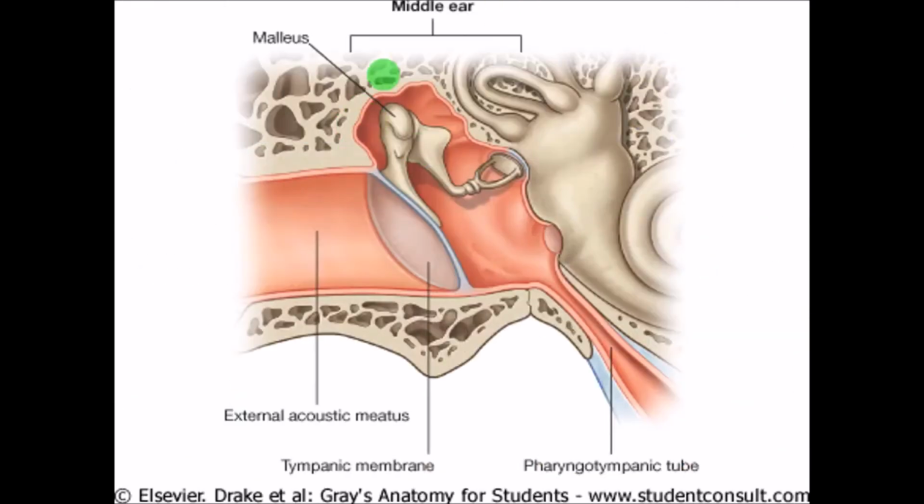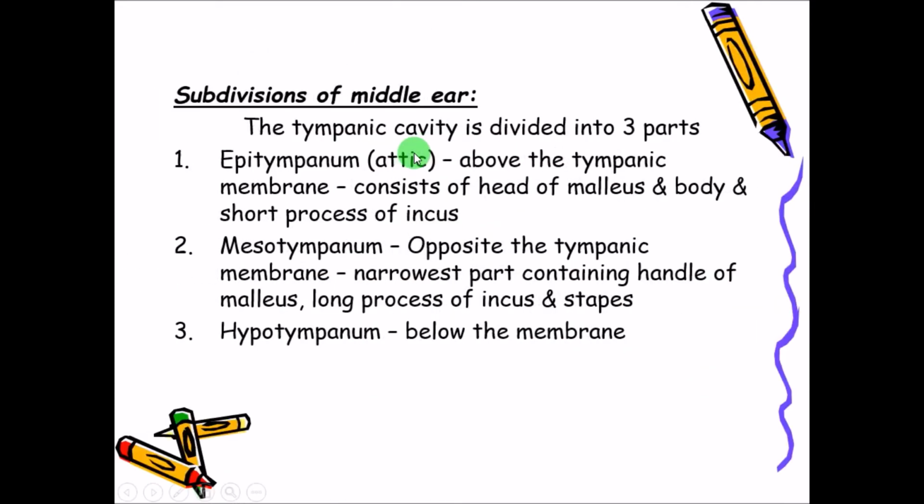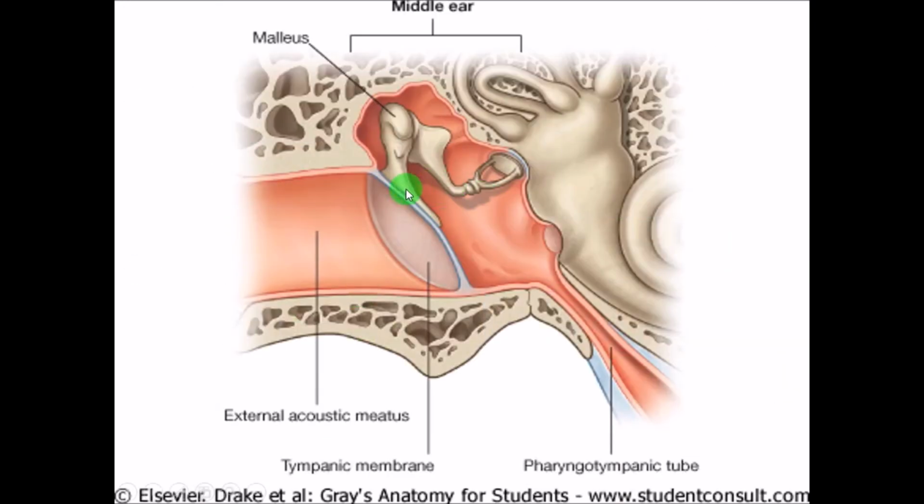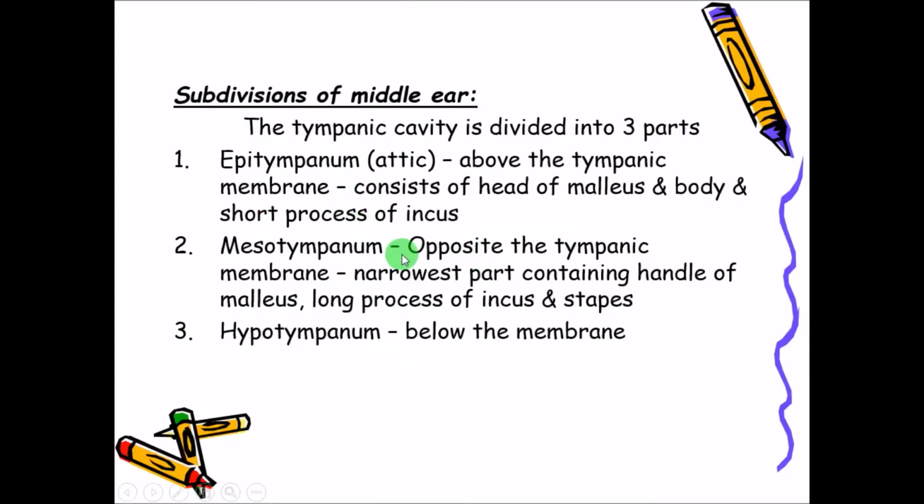The body of the incus as well as the short process. Then the mesotympanum, which is just opposite to the tympanic membrane, that is this part. This is called the mesotympanum, and this is the narrowest part. As I said, at the middle part it will be very narrow, and it contains the handle of the malleus, the long process of the incus and the stapes.